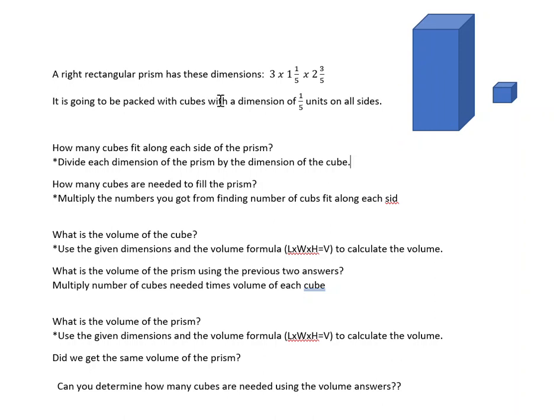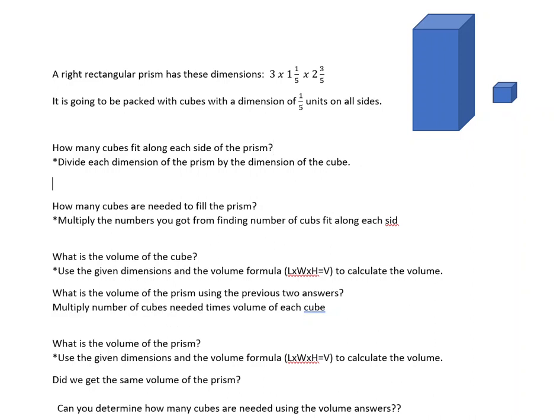It's going to be packed with little tiny cubes over here, with a dimension of 1/5 on all sides. So that's what makes it a cube, it's the same dimension, length, width, and height. So 1/5 on all sides. For this question, how many cubes fit along each side of the prism?